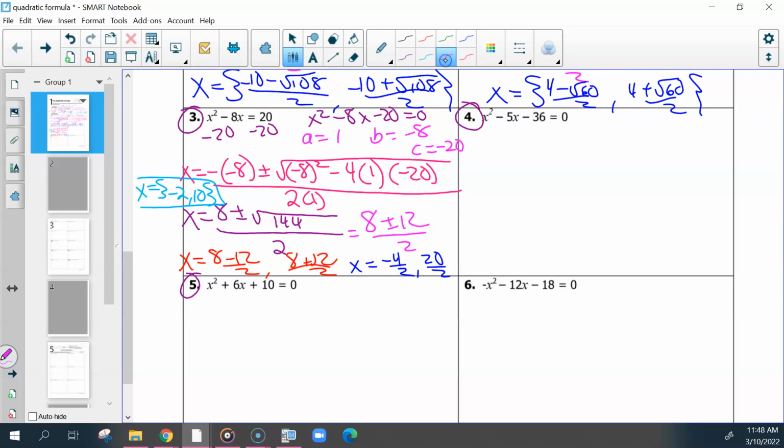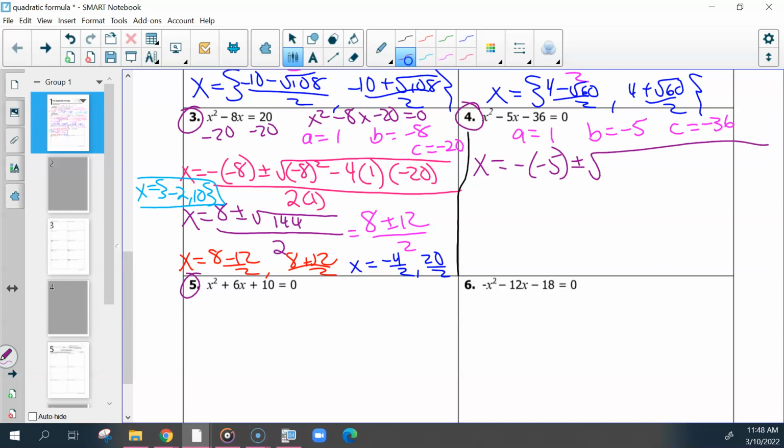For number 4, what are our A, B, and C values? 1, -5, and -36. So then we can put those numbers into our formula. X equals negative b plus or minus the square root of b squared minus 4 times a times c, all over 2a.